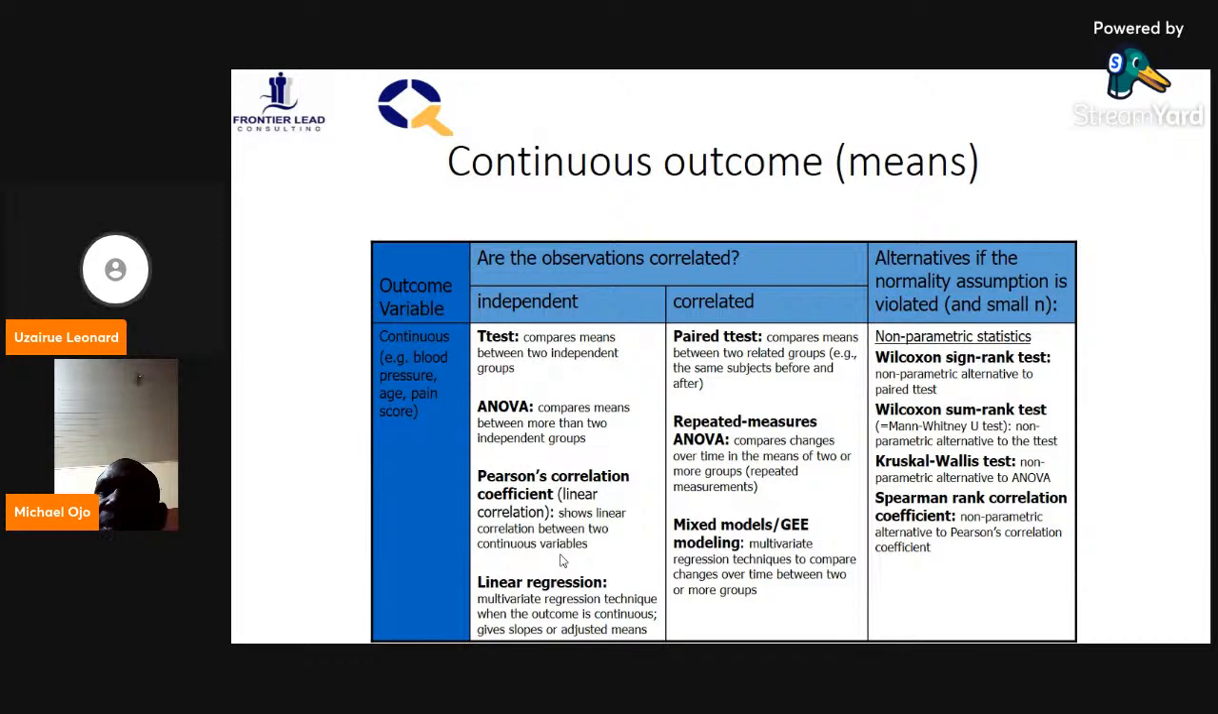In place of ANOVA, for non-parametric tests, you'll be doing what we refer to as the Kruskal-Wallis test, the non-parametric alternative to ANOVA. While Spearman rank correlation is usually the alternative to Pearson correlation, the non-parametric test in place of the parametric one.